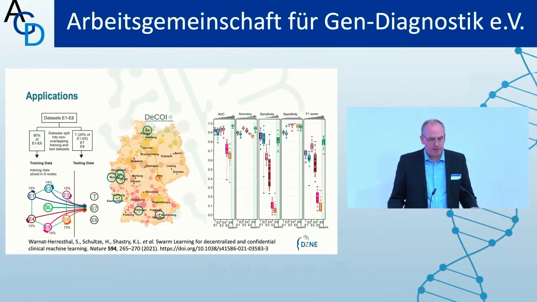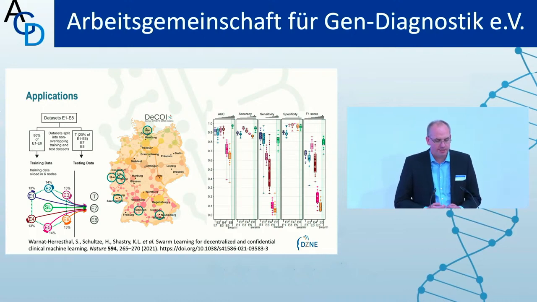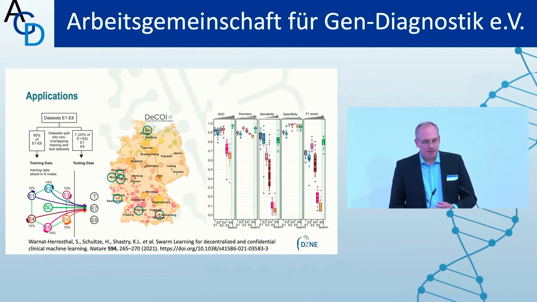We have shown that very successfully on transcriptomics data. So here, this is our example from the DeCOI study, where we had a COVID-19 data set that we trained on 6 different sites. And after publishing that, people already picked that up quite fast.